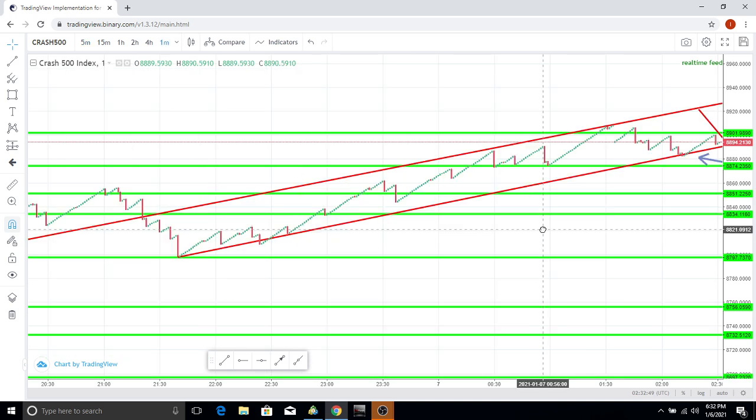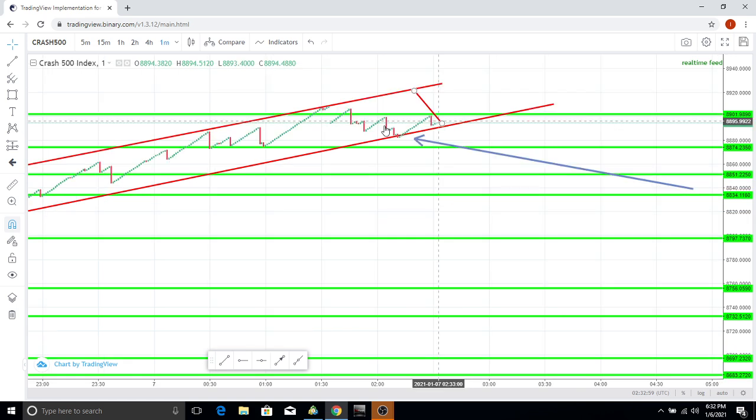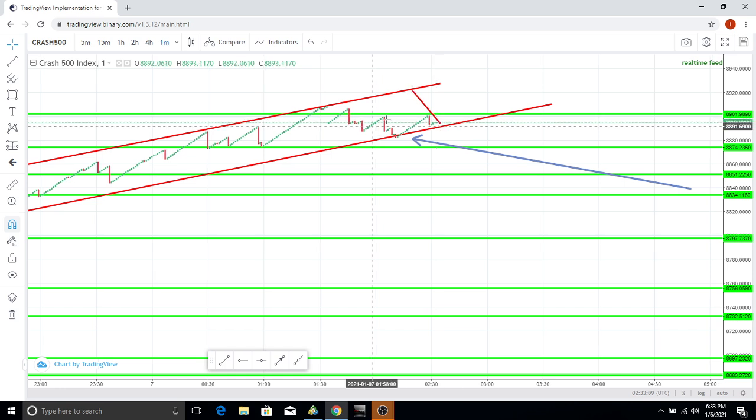Look, this one also is respecting the channel we drew in the 5 minute time frame, and we're expecting it to, you see what's happened here. It crashed in that support, green line. There are many supports in the 1 minute time frame. Look at the support here, and it's come to the supports and it's crashed.